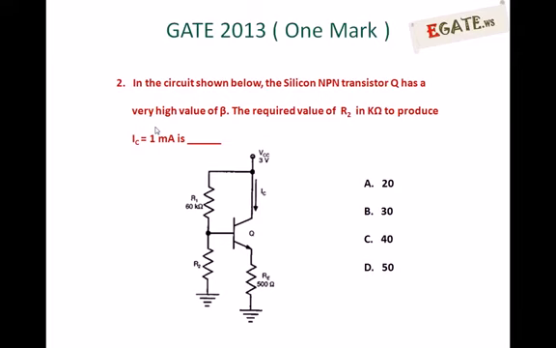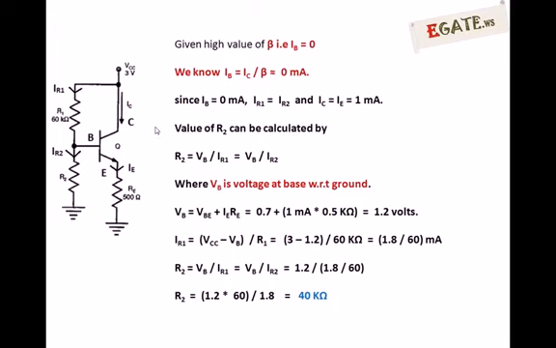The right answer for this question is C, 40 kilo ohms. If we place R2 as 40 kilo ohms, at that time the current flowing through the collector is 1 milliampere. We will see how to calculate this one. This type of question will appear more frequently in GATE. So a very important point to be remembered is the high value of beta.